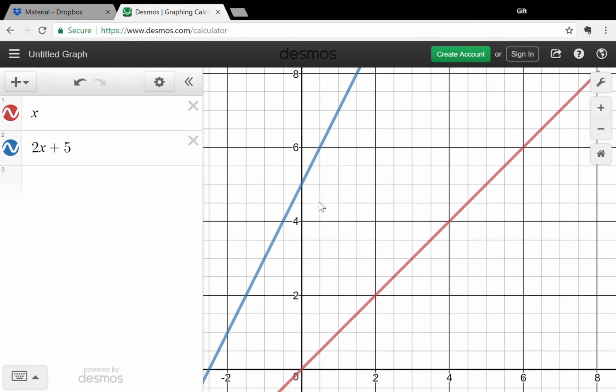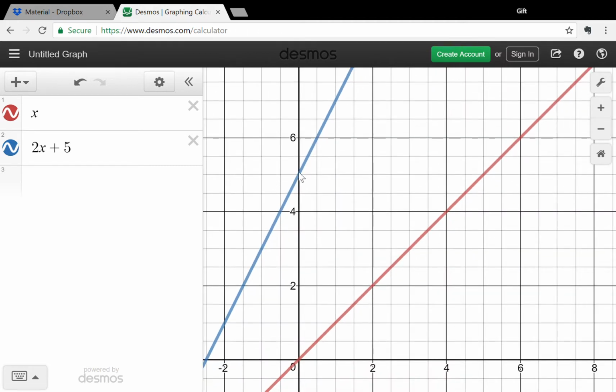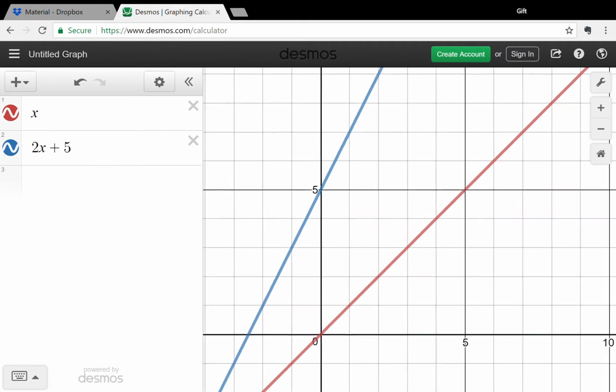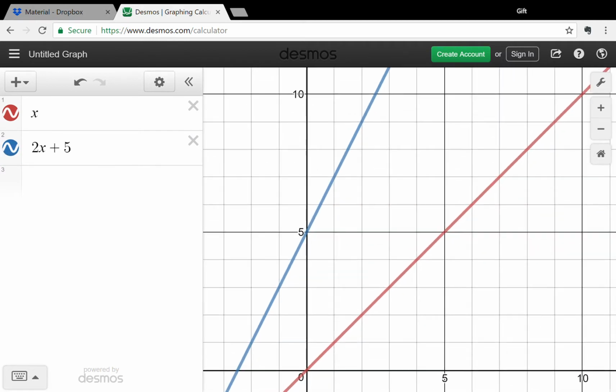Like when your x is 0, 2 times 0 plus 5 is 5. When your x is 1, 2 times 1 plus 5 is 6. Wait a minute, 2 times 1 plus 5 is 7, sorry. When your x is 1, it's here. This graph is just funky. Okay, so this might be better. When your x is 2, your y value is going to be 9, and it keeps going.